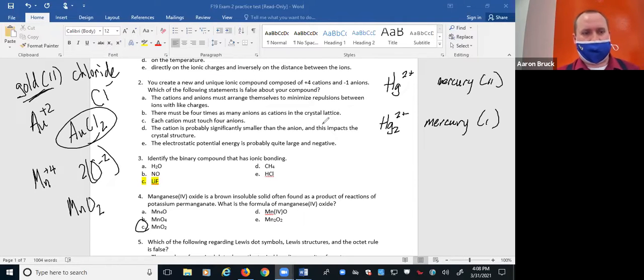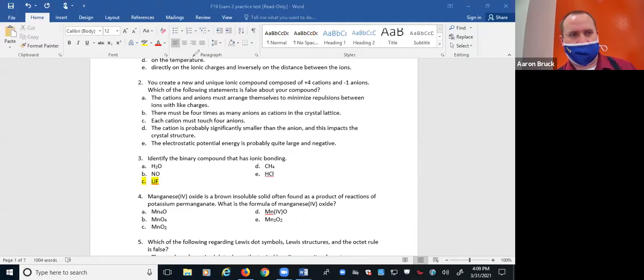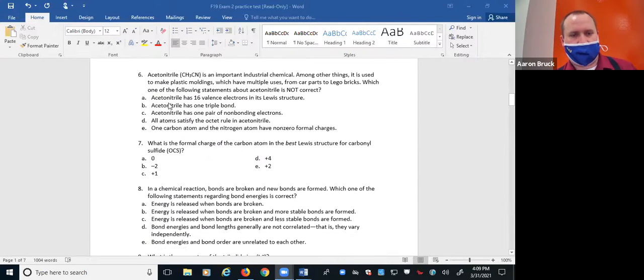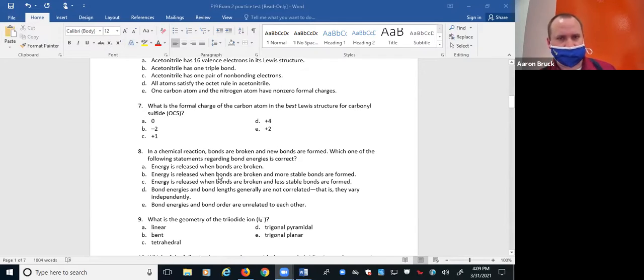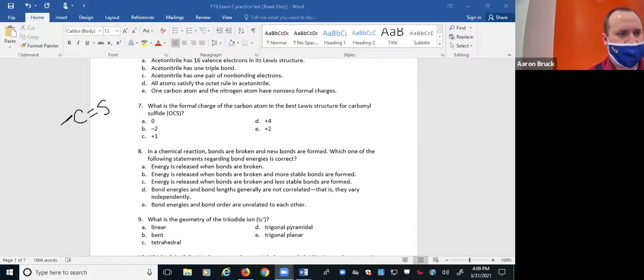So number 7, what is the total charge of the carbon atom? That's the structure for carbonyl sulfide. So for that one you have to draw it. If you drew it, you would end up here. 6 for the oxygen, 4 for the carbon, 6 for the sulfur, 16 in total.